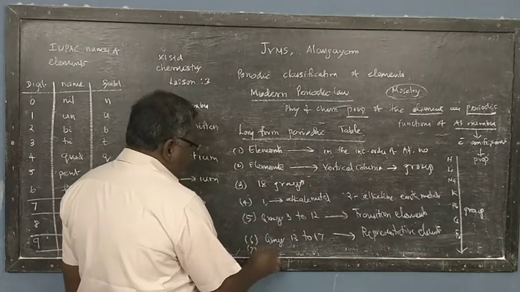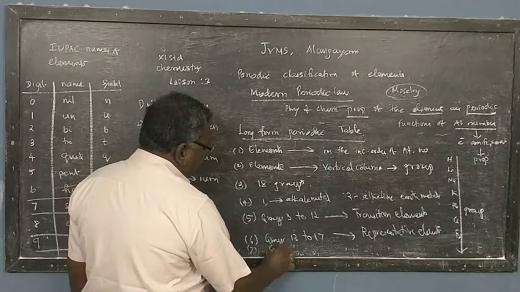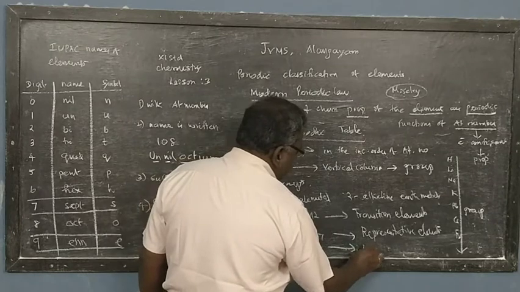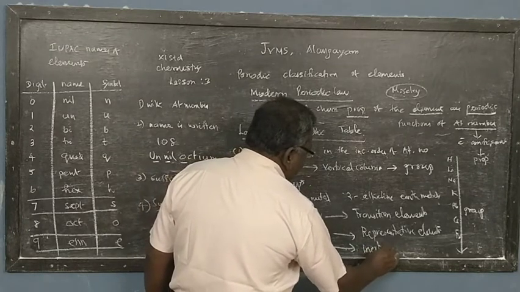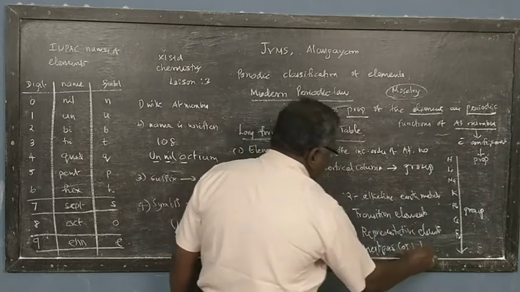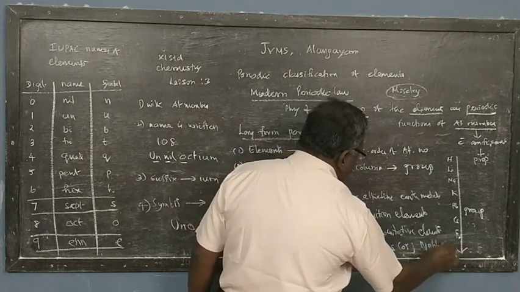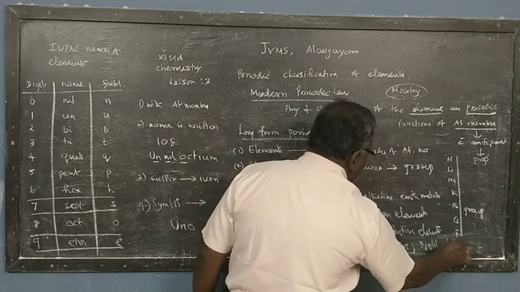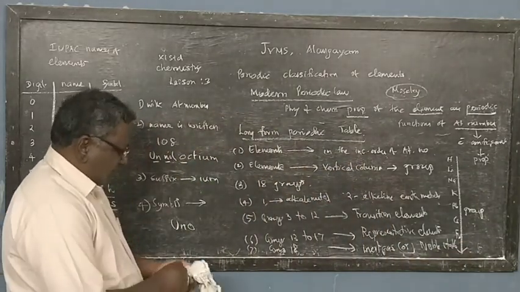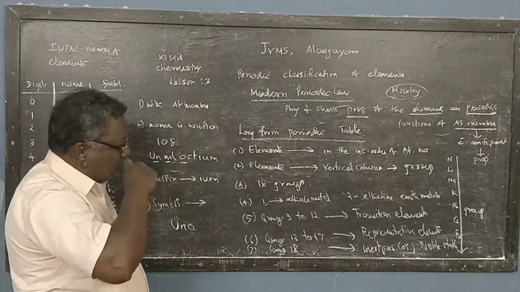And the seventh point is that group 18 is called inert gases or noble gases, because they don't react; they are highly stable elements. In short, this is a note that you have to learn about the groups.